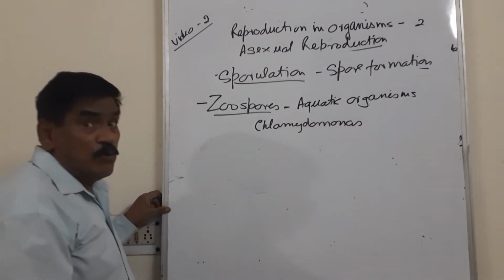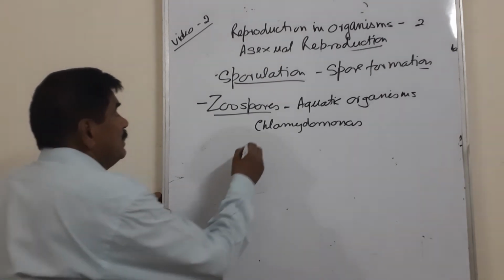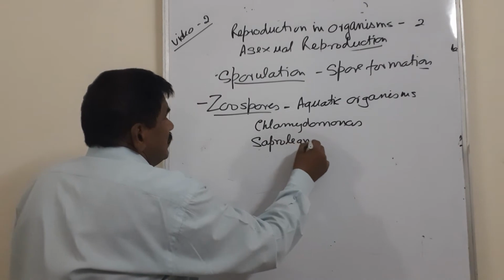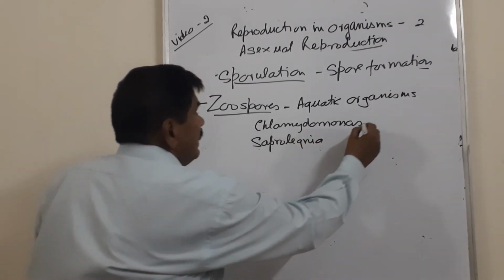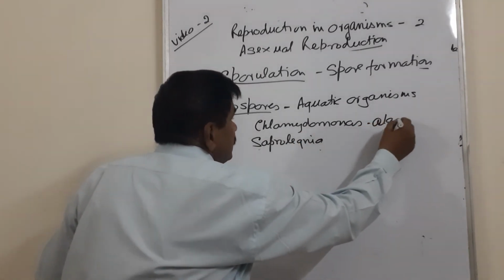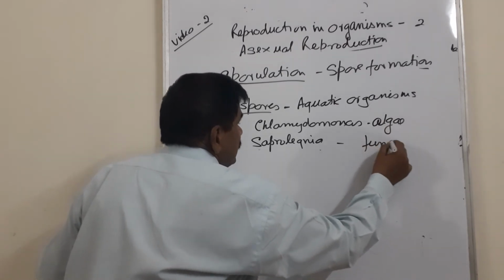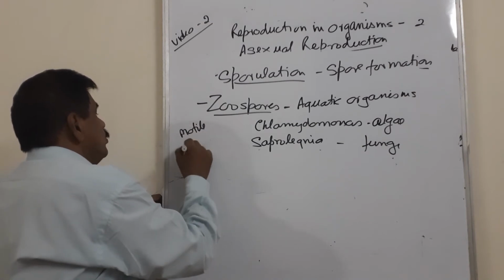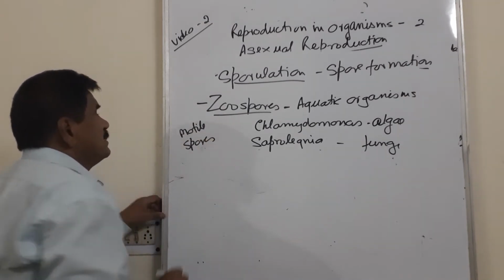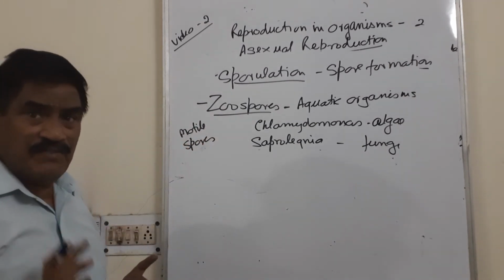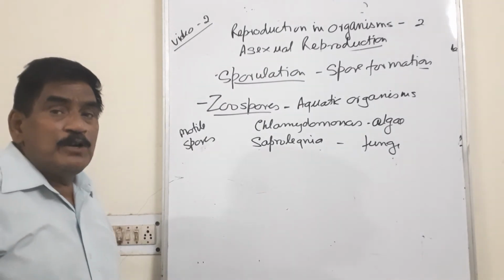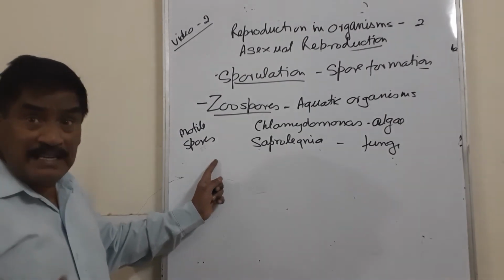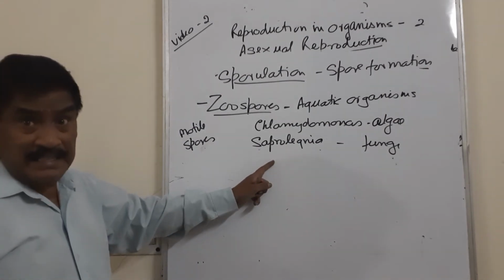green algae. Then you say Saprolegnia, a fungus. This is the motile spores. And these spores are motile means they have flagella. Flagella may be 2, flagella may be 4. So zoospores may be biflagellate, may be quadriflagellate.